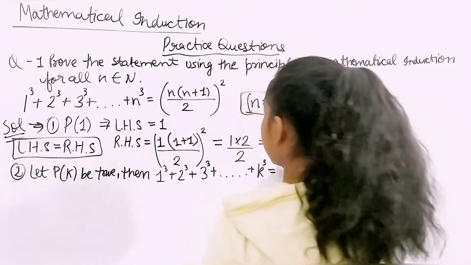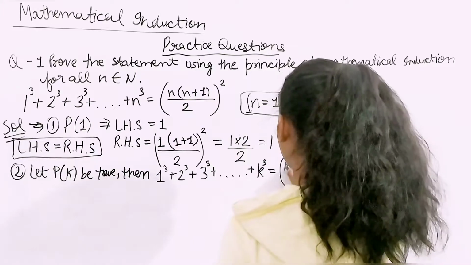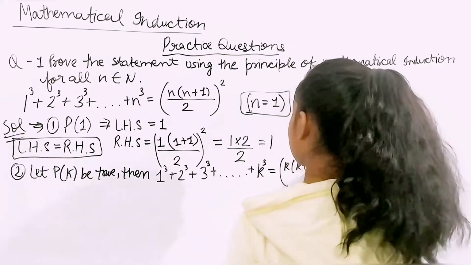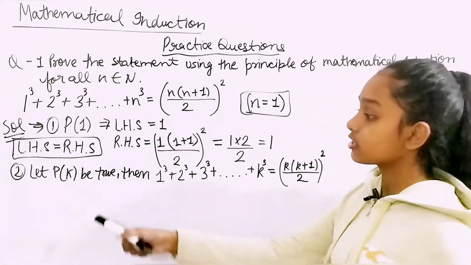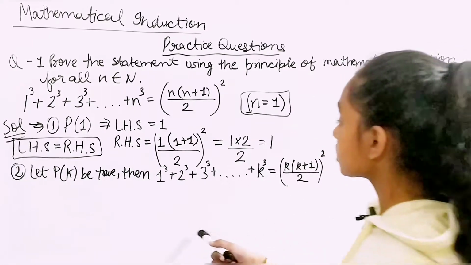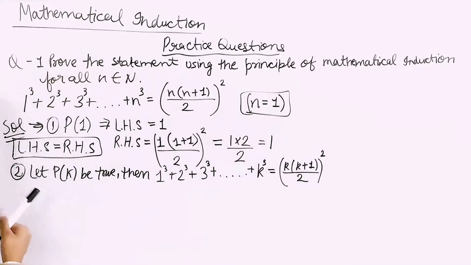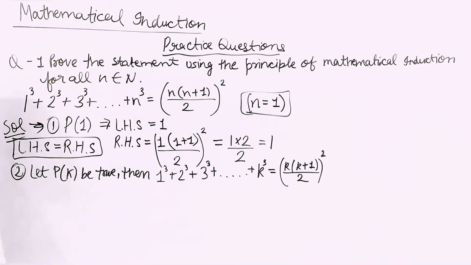kq is equal to k of k plus 1 upon 2 square. Okay, so this is what we're going to get, isn't it? Now we have to prove that P of k plus 1 is true. Okay, so that's what we have to prove.